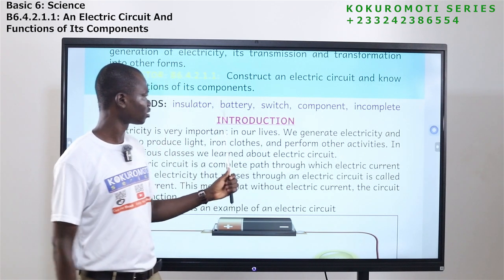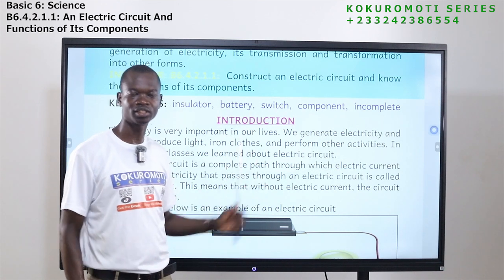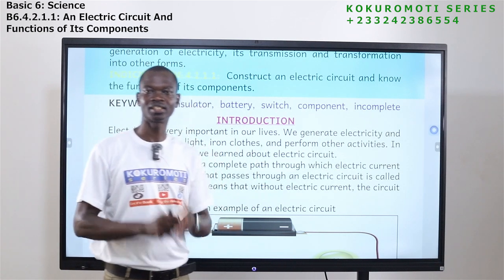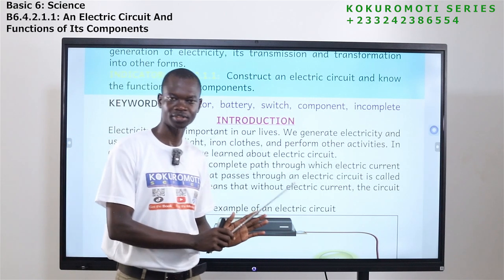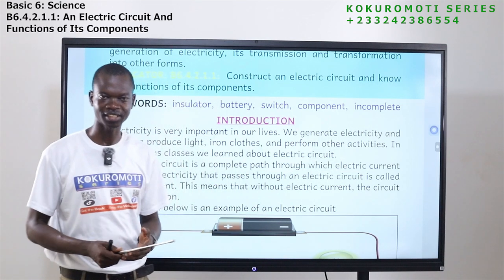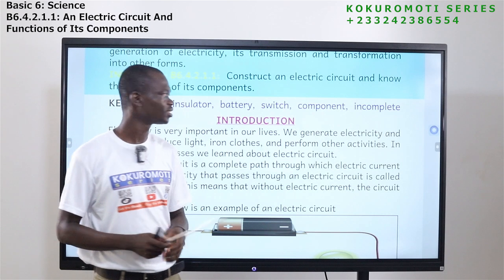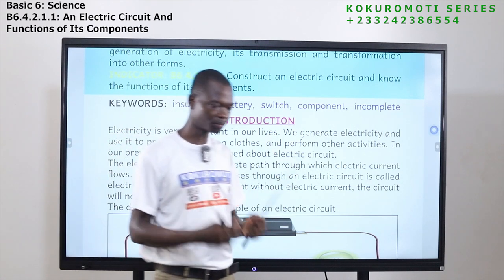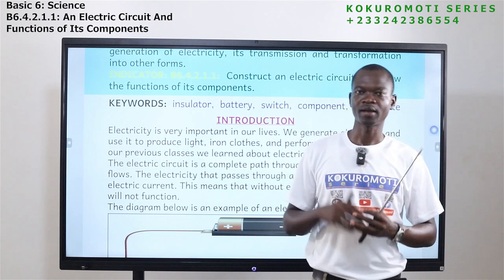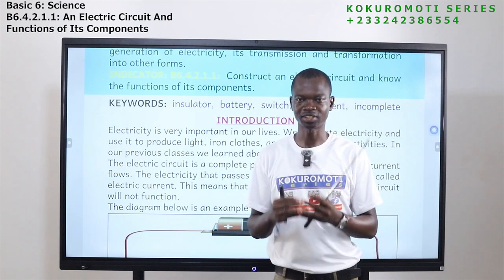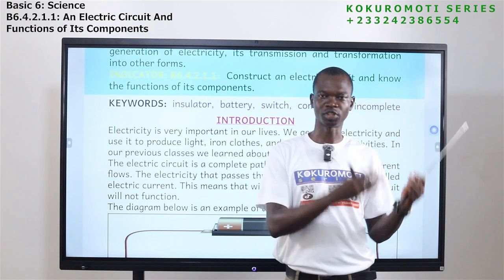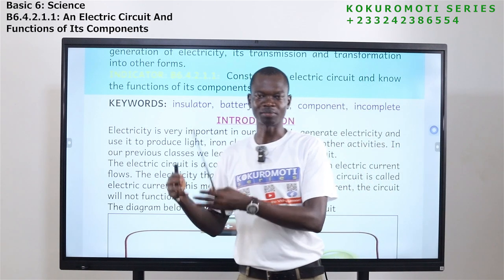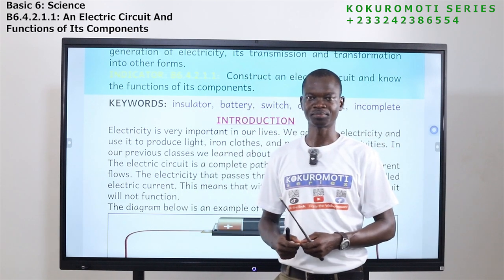The next word is battery. In an electric circuit, the source of energy is the battery. So battery is a source of energy for electric circuits. The next one is switch. Switch too is another part or component of the circuit. The switch controls the circuit. It allows the bulb to be on and also prevents the bulb from lighting up.